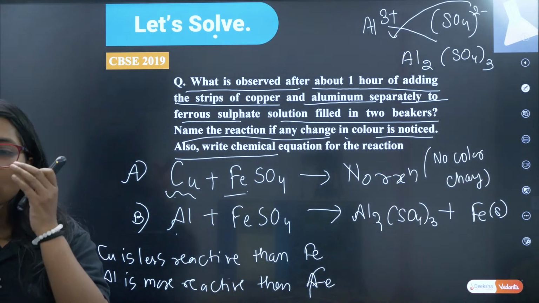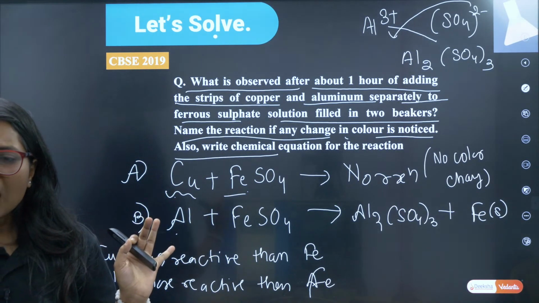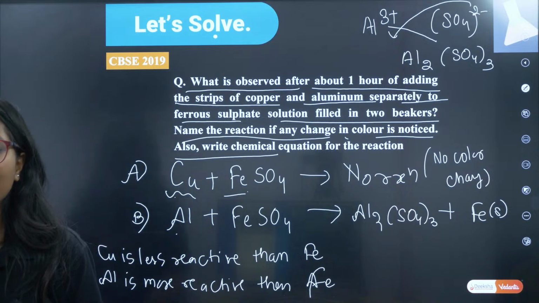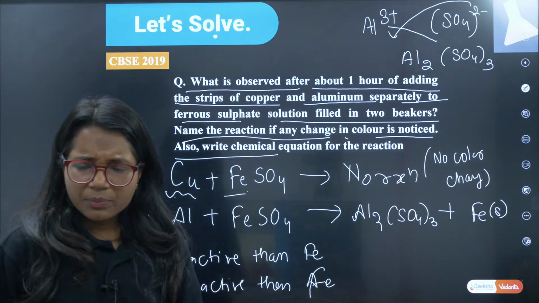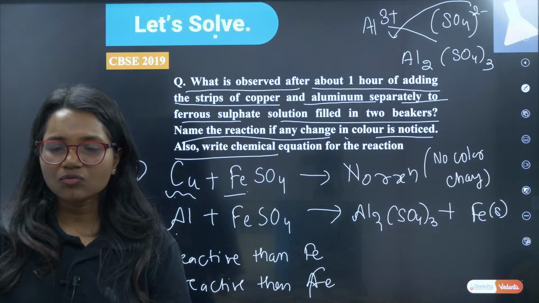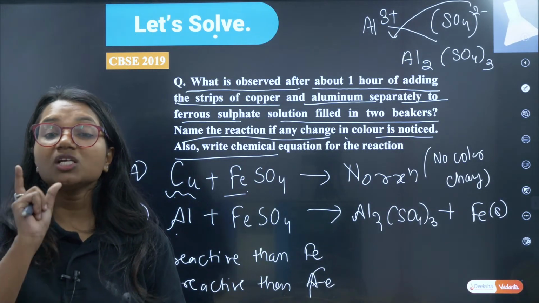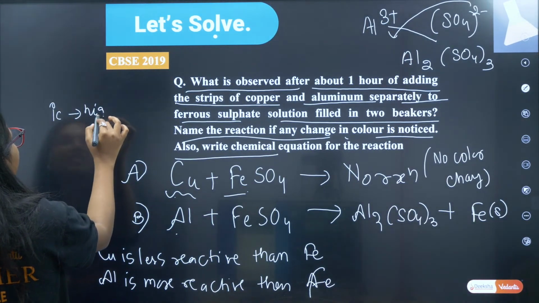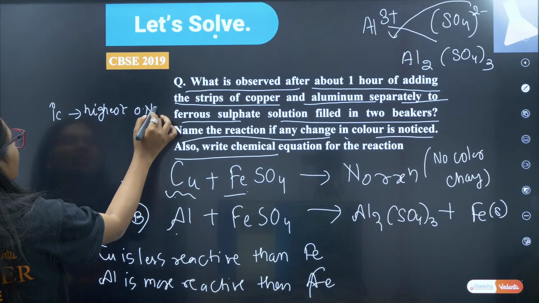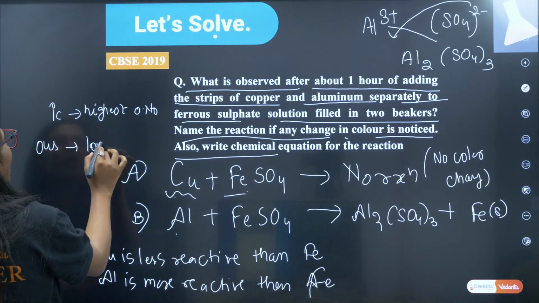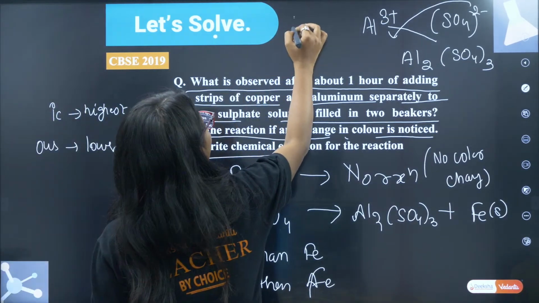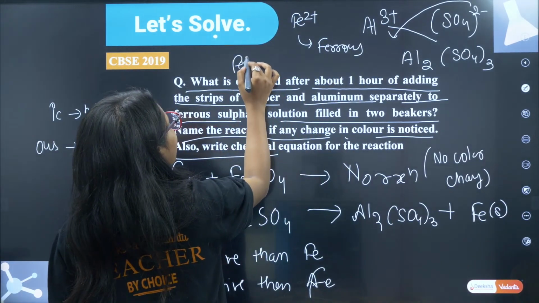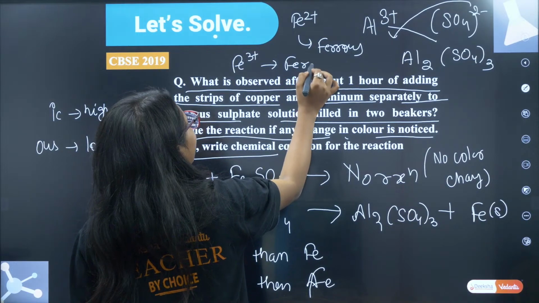Ma'am, any tip to memorize the charge on the ions easily? There is no tip. The important ions you have to remember. Ferrous means 2 plus. Ic means highest oxidation number, us means lower oxidation number. Fe2 plus will be called ferrous, and Fe3 plus will be called ferric.